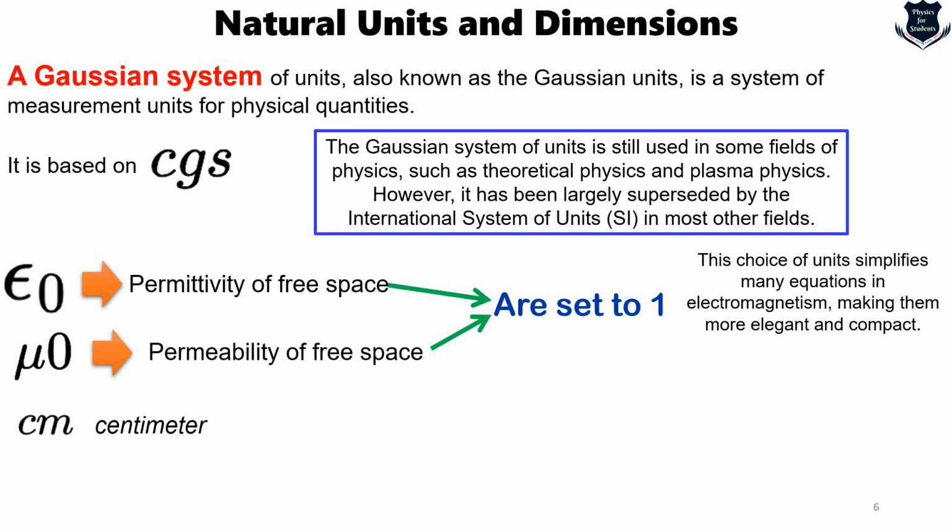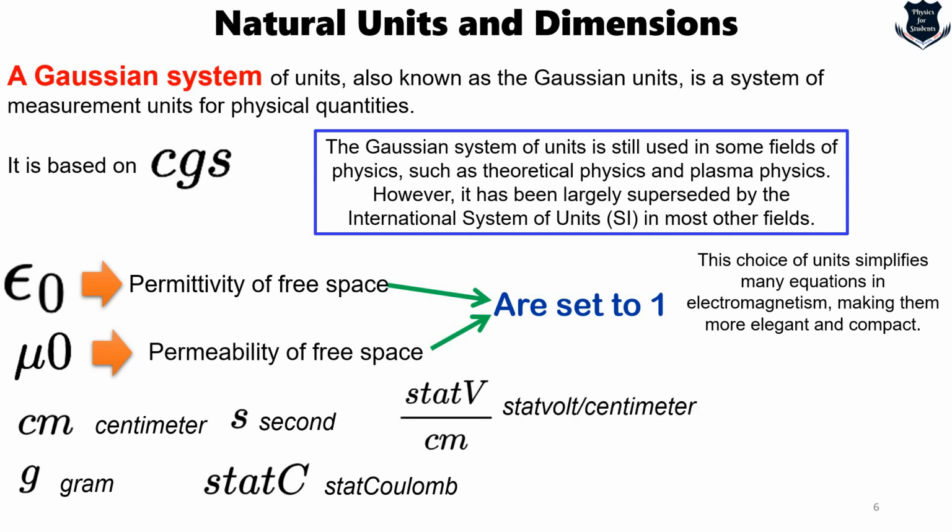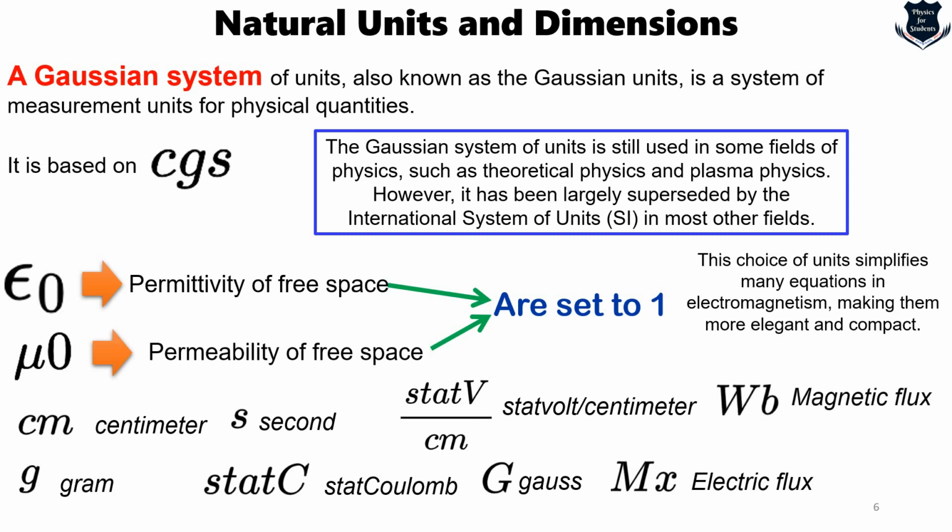Now, another key feature of the Gaussian system is that the electric and magnetic fields have the same unit. This actually makes it simpler to write down Maxwell's equations, which are the fundamental equations of electromagnetism. Some of the most common Gaussian units include: length, which is the centimeter, then gram, then second for time, then statcoulomb for electric charge, then statvolt per centimeter for electric field, then Gauss for magnetic field, and Maxwell for the magnetic flux. So these are some of the features and important points of the Gaussian system.